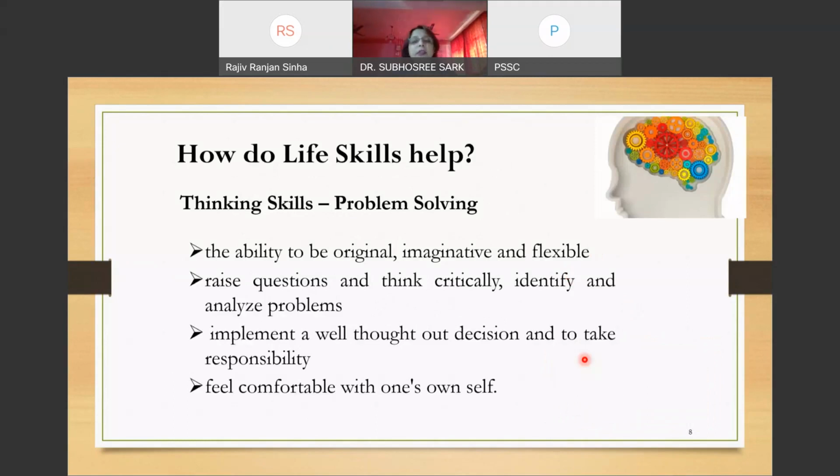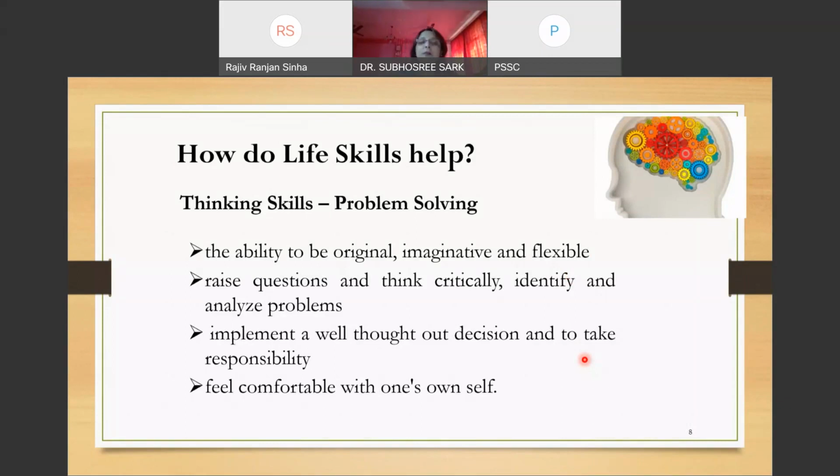Today we are concentrating on problem solving. Problem solving means the first is that you have to be original, imaginative, and flexible. You cannot solve a problem by copying others' thoughts. You will be a copycat. You will fail at some time. When are you going to fail? When it is the time to think creatively. You can raise questions, think critically, identify and analyze the problem.